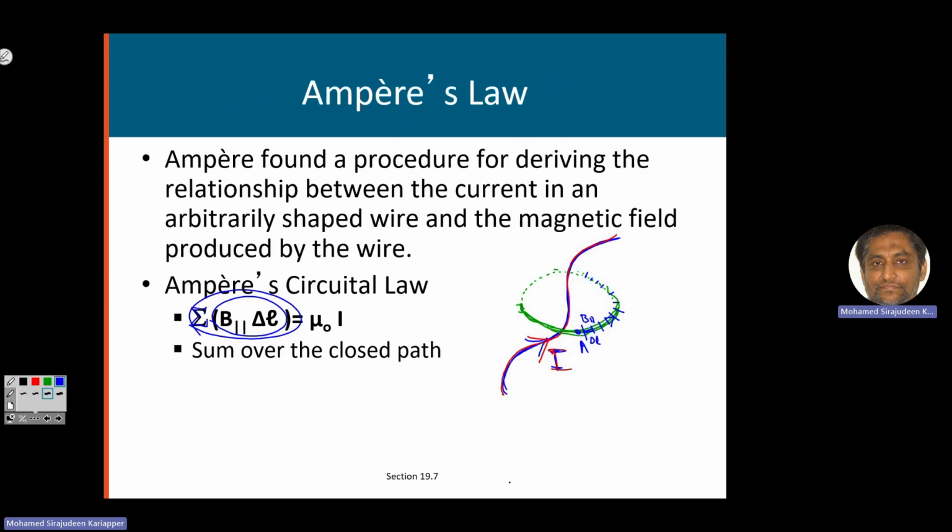Sigma means sum, right? Add them all, and it is equal to mu0 multiplied by the current I through the wire. This is Ampere's law, Ampere's circuital law, because you apply it on a circuit, a closed path. The sum over the closed path is equal to the constant mu0 multiplied by the current. And this current has to be given with the correct sign, positive or negative.